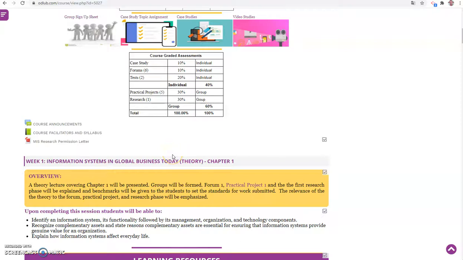Next, I want to talk about the course graded assessments, which would be very important to you all. Again, there's going to be 40% individual grade and 60% group grade. So all of you will be assigned a case study that's going to be worth 10% of your total grade.